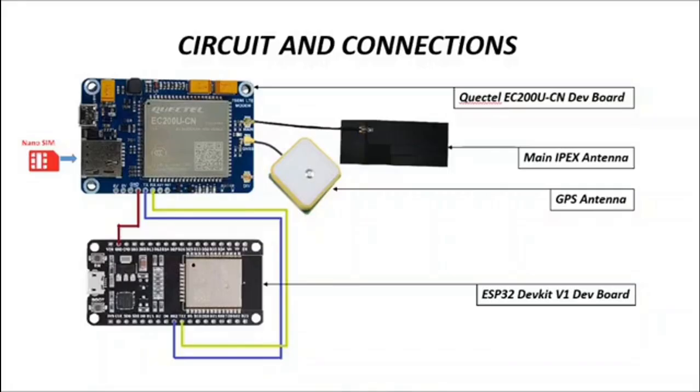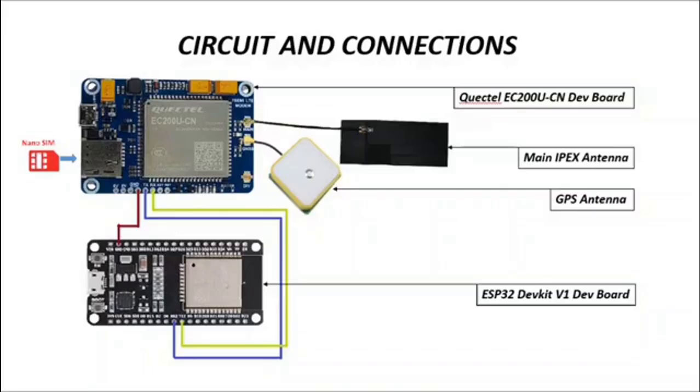Now getting into the circuit design and connections of the entire setup, as shown in the figure, we can see that a nano SIM is inserted into the nano SIM slot of the Quectel EC200U-CN development board. The main antenna is connected to the main slot, and the GNSS antenna is connected to the GNSS slot.